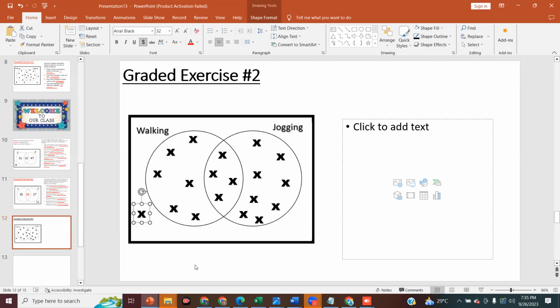And we also have the X's on the outside.